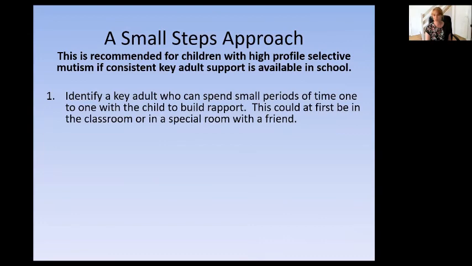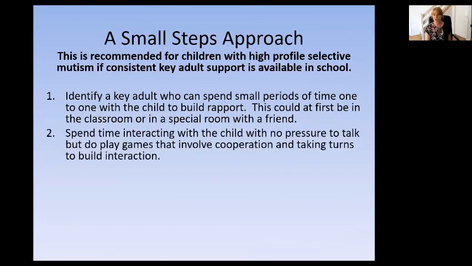So you will need to identify a key adult in school who can spend small periods of time one-to-one with that child to build a rapport. For most children, this will be one-to-one in the classroom, maybe outside of the classroom with a special friend, or in a special room. The child might feel comfortable alongside another friend, or the child might feel comfortable just one-to-one with that key adult. Spend time getting involved in activities that do not have any pressure on speaking. So we talked before about games or craft, but there is those opportunities to maybe take turns and build interaction together.